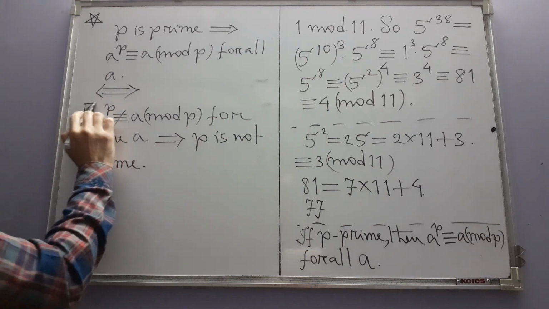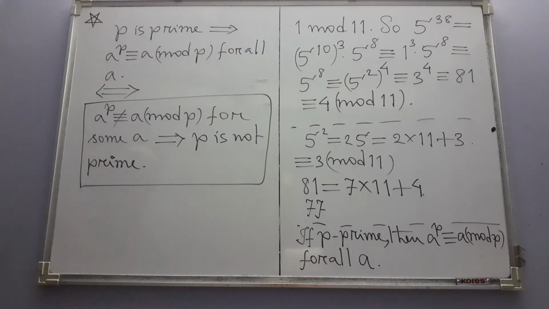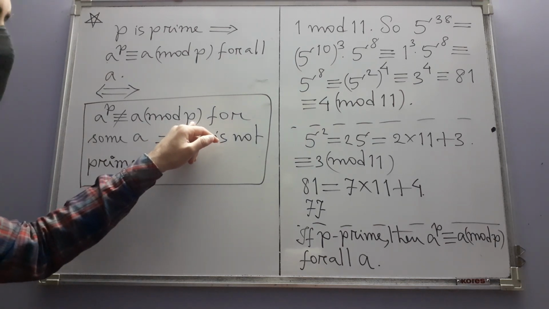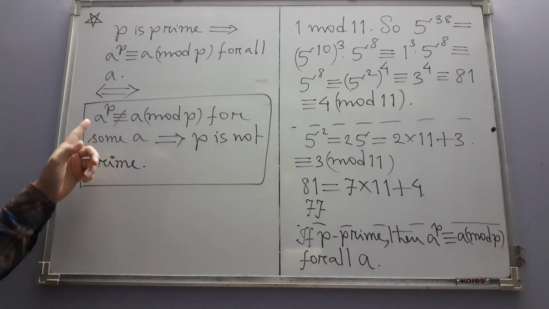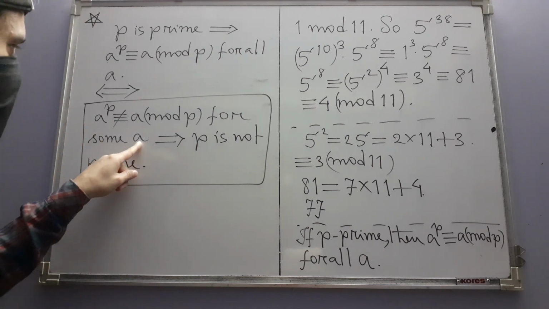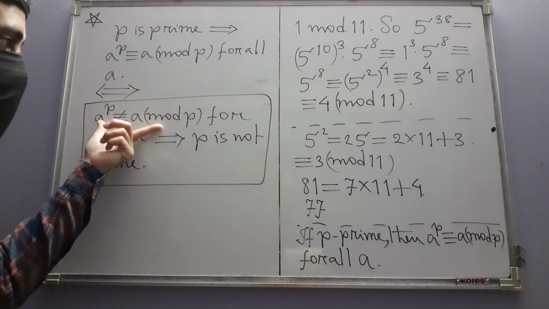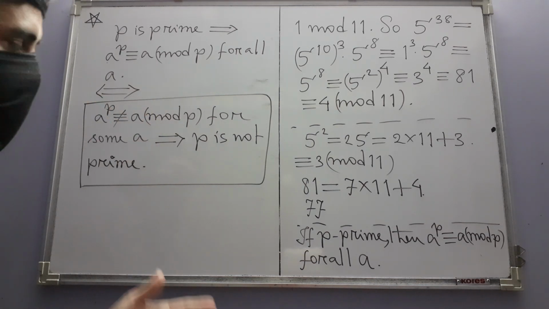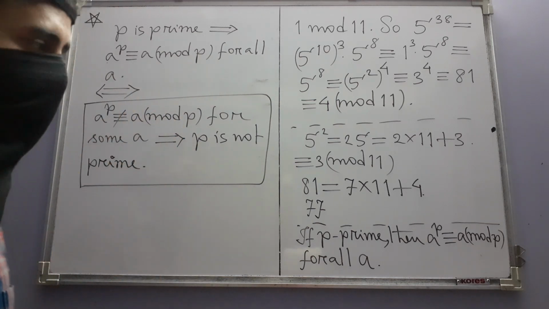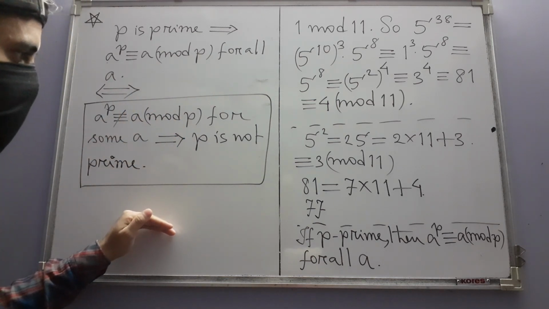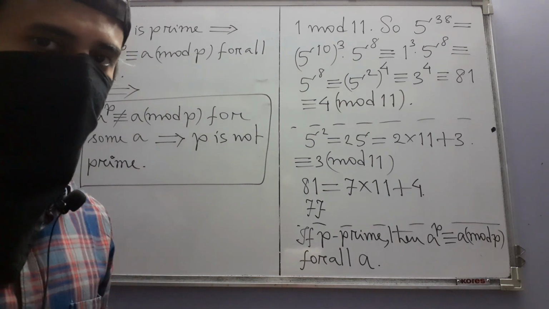This may be useful. It says that if you are not sure about a positive integer P, whether it is prime or composite, if somehow you find an integer A for which you have this incongruence or non-congruence, then P has to be composite, it cannot be prime. And we are now going to use this to prove that the number 117 is not prime.